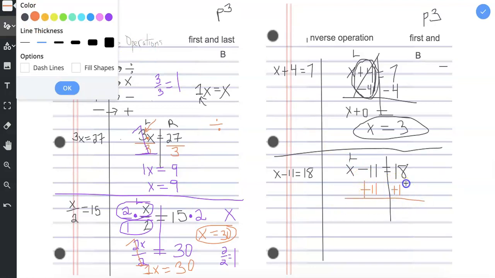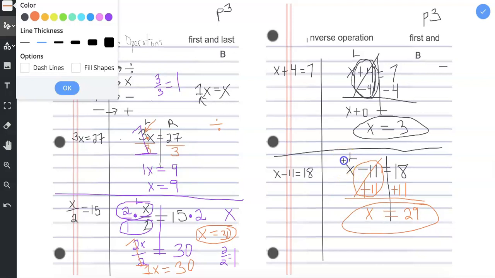The reason why we add 11 is because the 11 is what we're trying to get rid of. So if we add 11, take a look at what happens. This is a 0 pair. If you are in the hole 11 and then you add 11, that will bring you to 0. So this will disappear and we'll be left with just x, because x plus 0 is just x. And then on the other side, we're going to add 18 and 11, and we get 29. So x is equal to 29.